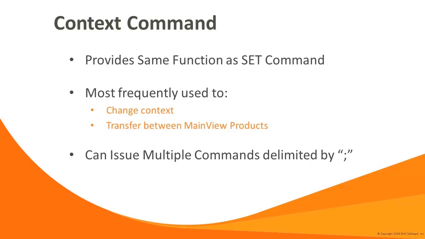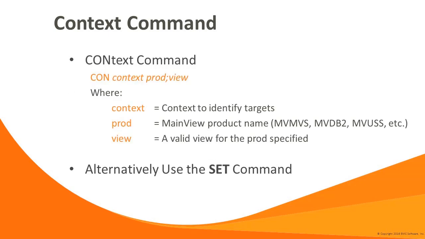The context command, or con, is one of the most commonly used commands in MainView. The context command provides the same function as the set command, but it's issued directly on the command line, whereas the set command displays a pop-up where values are entered into fields. The context command is used to change the targets providing data to a view or to transfer to different MainView solutions. A context command is often issued with a view name at the end, delimited by a semicolon.